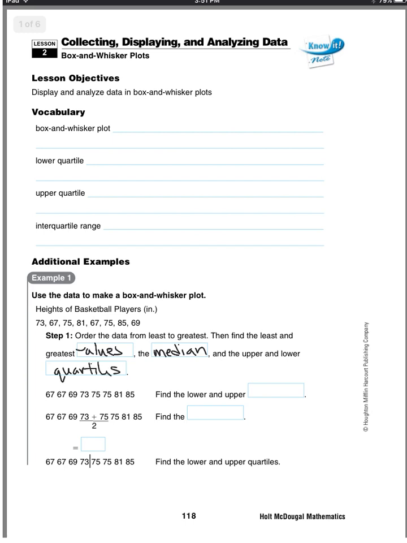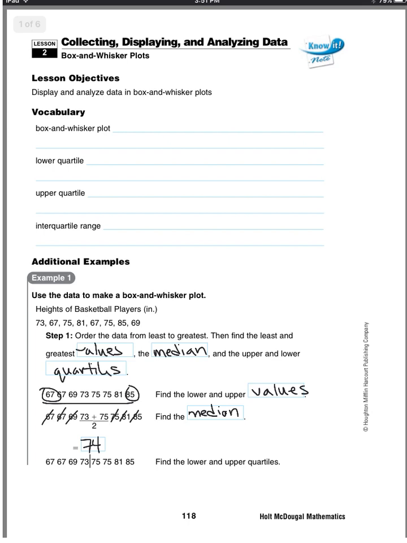So, here, they ordered them from least to greatest for you. So we're going to find the upper and lower values. That's real easy. The lower value is 67 and the upper value is 85. Piece of cake. Now we're going to find the median, which if we cross these off, we end up with 73 and 75 as our two middle numbers, and we have to divide those by 2, and we get 74. So 74 is our middle number.